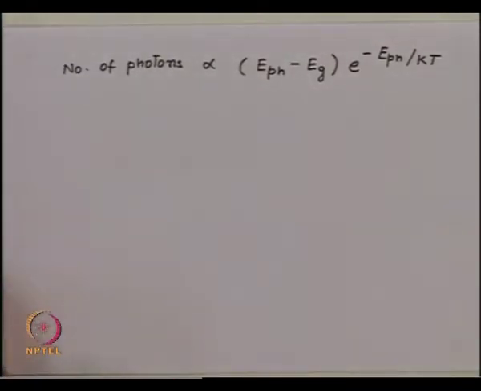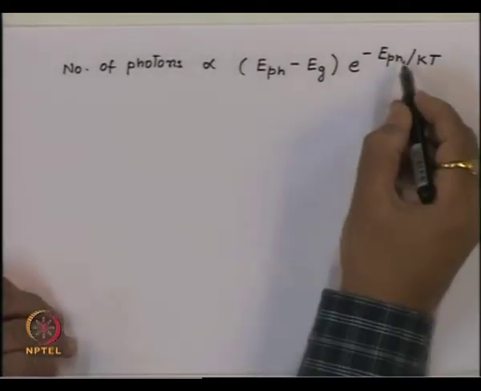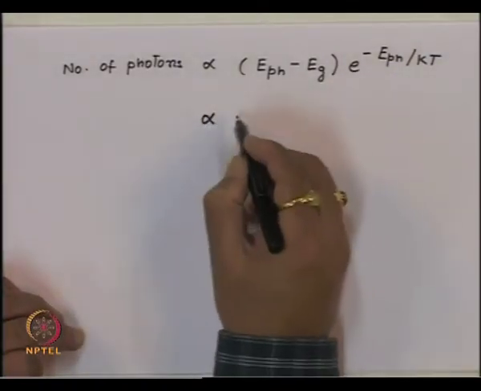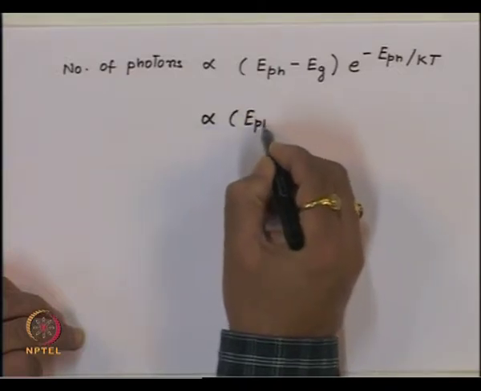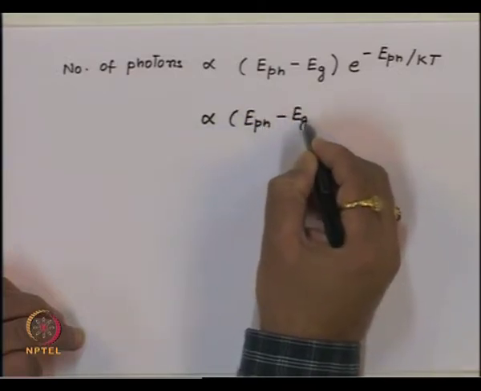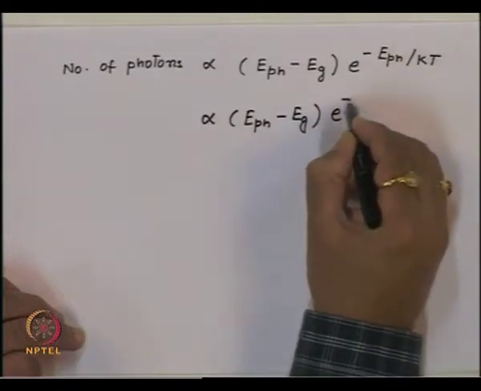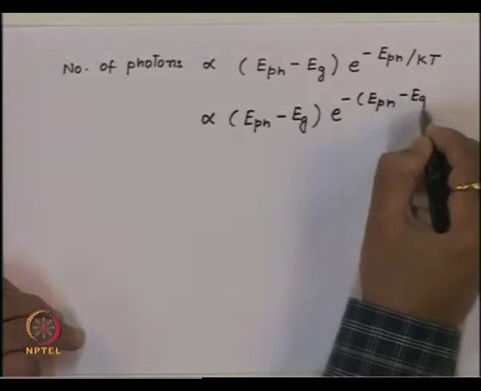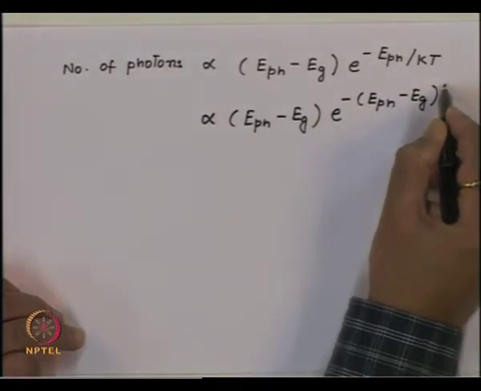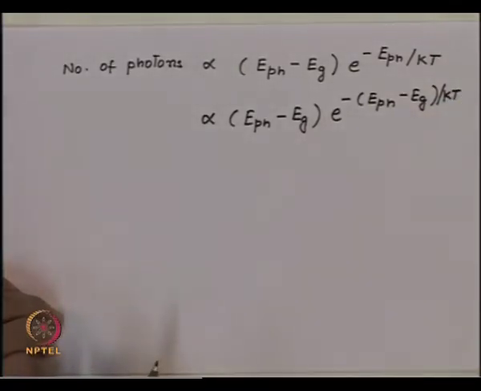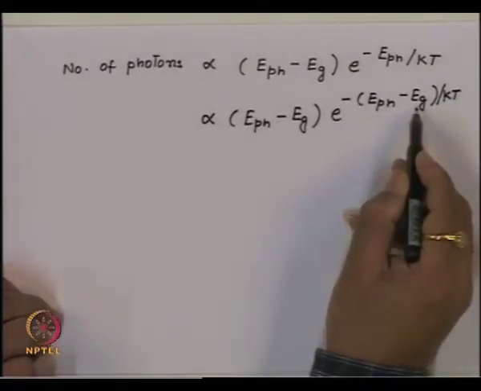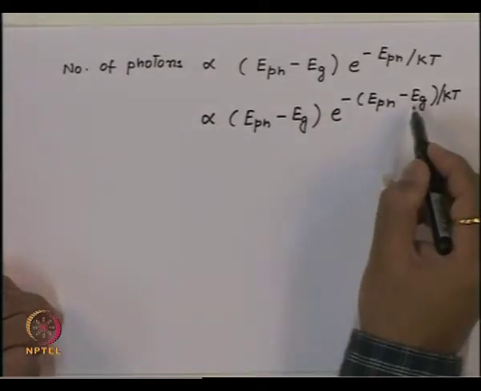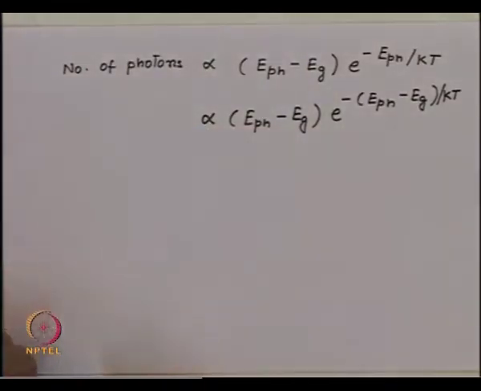maximum. In fact, you can just add one term here, minus EG, which is a constant quantity for a given material. So, you can write down this quantity here as EPH minus EG, e to the power minus EPH minus EG divided by KT, and e to the power plus EG you can multiply, and since EG is constant for a given material, that can again be absorbed into this proportionality constant.